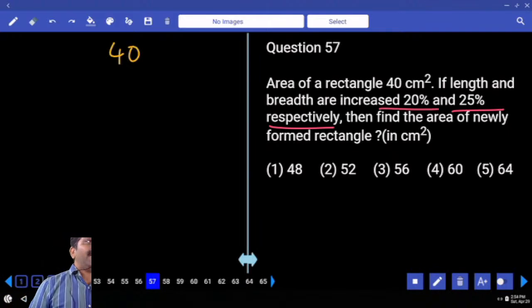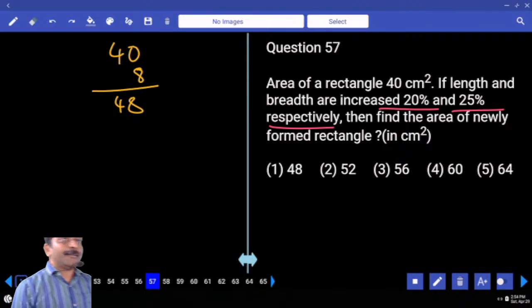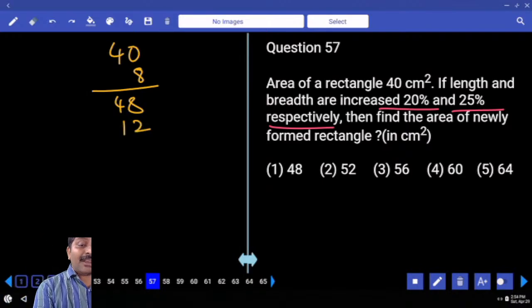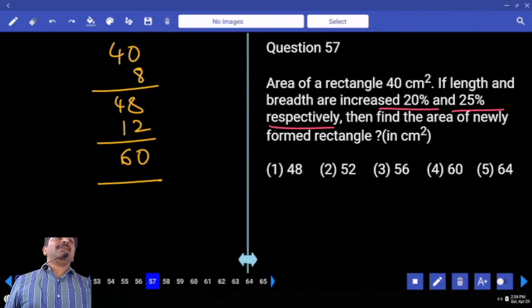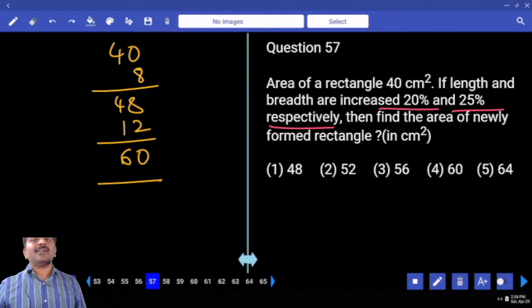Length increased by 20%. Increase it by 20%. 8 becomes 48. Breadth increased by 25%. 1/4. 12. Finally area becomes, that's it. You don't need to have separate values for length and then breadth, not required.